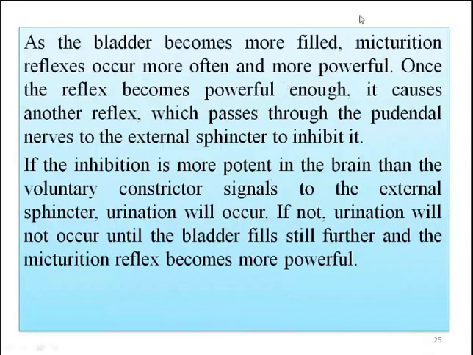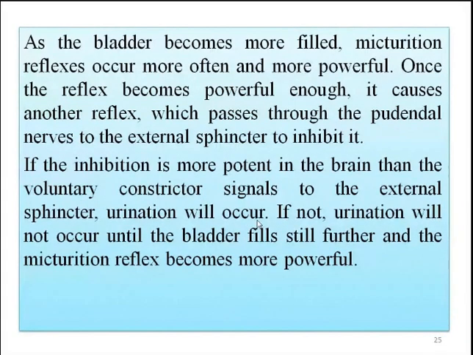As the bladder becomes more filled, micturition reflexes occur more often and more powerfully. Once the reflex becomes powerful enough, it causes another reflex which passes through the pudendal nerves to the external sphincter to inhibit it, and it will relax. If the inhibition is more potent in the brain than the voluntary constrictor signals to the external sphincter, urination will occur.